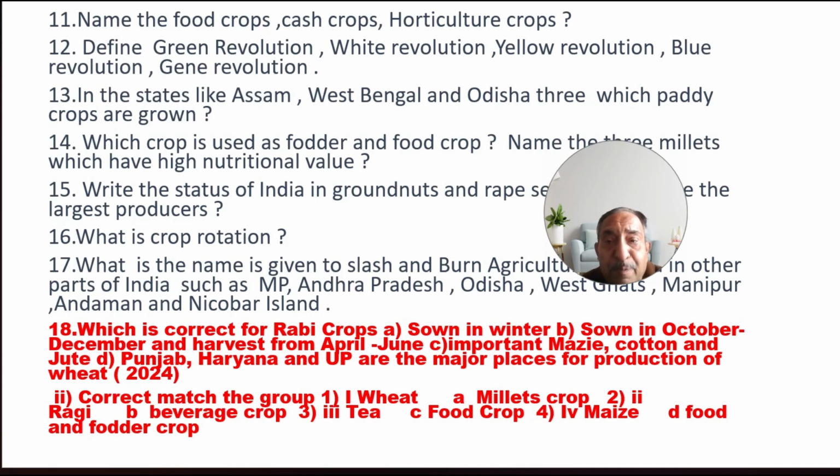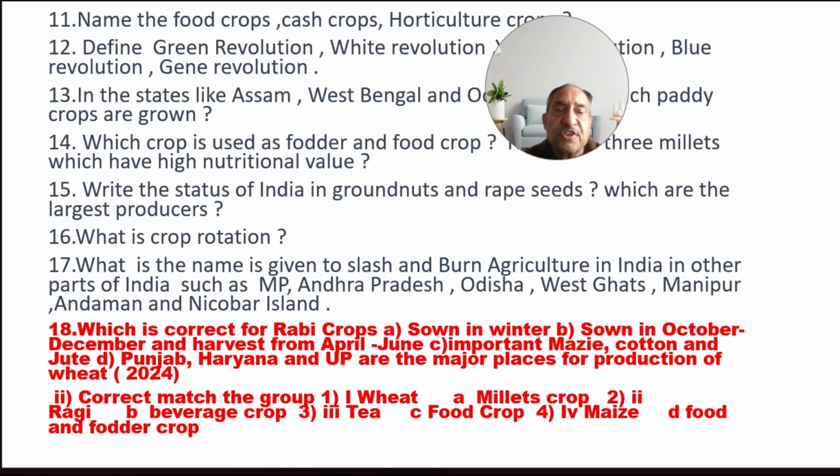ये अलग अलग पूछे गए हैं, मैंने मिक्स कर कर एक ही क्वेश्चन बनाया है. In states like Assam, West Bengal, Odisha, which three paddy crops are grown? Write the status of India in groundnuts and rapeseeds, which are the largest producer. What is crop rotation? What is the name given to slash and burn agriculture in India? In other parts of India, such as MP, Andhra Pradesh, Odisha, Western Ghats, Manipur, Andaman and Nicobar Islands.